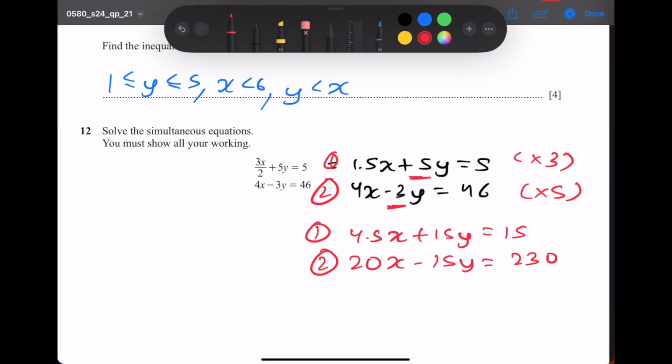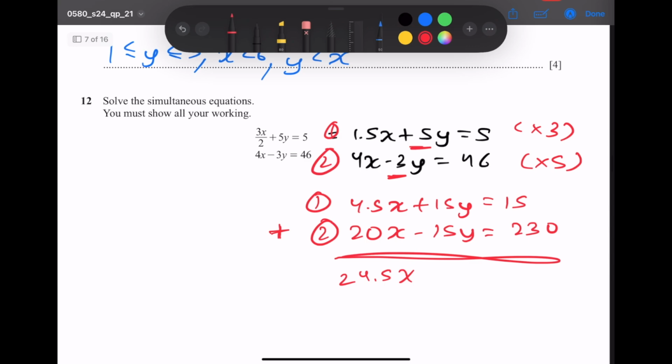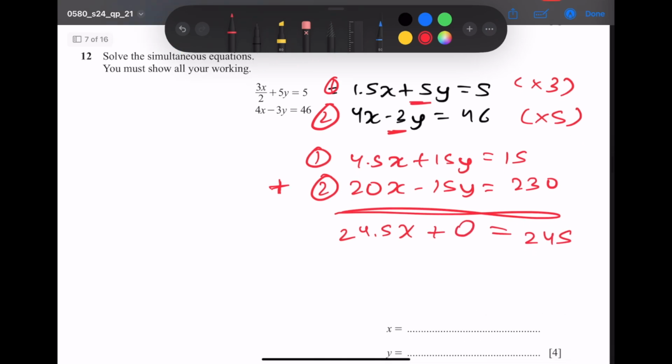Now if we add both of these equations, 4.5 plus 20 is 24.5x, and 15y minus 15y is equal to 0, and this is equal to 15 plus 230, which is 245. So x is equal to 245 divided by 24.5, which is equal to 10. So this is the value of x.